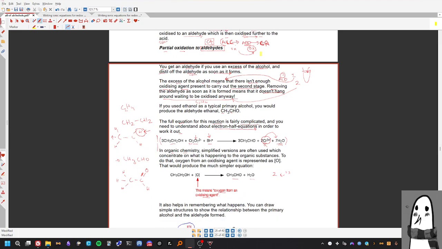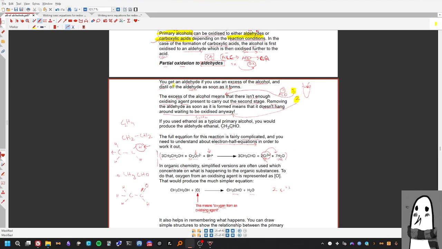Now if you use an excess of alcohol, you can distill off the aldehyde as soon as it forms, then you can get it. Therefore you're doing 2 things here. First, you're putting in 1. One is that the excess of alcohol means that there isn't enough oxidizing agent present to carry out the second stage.